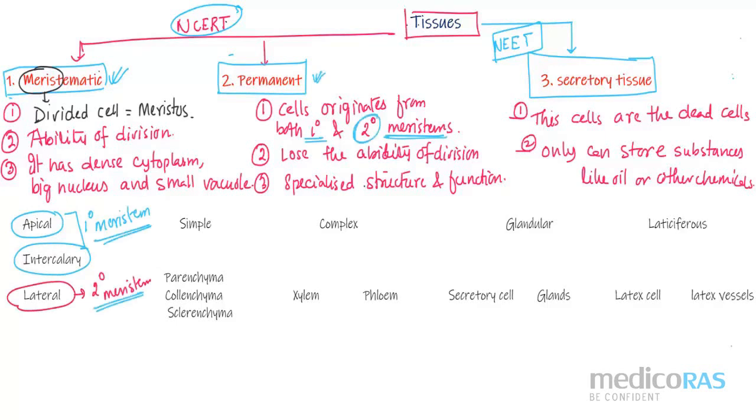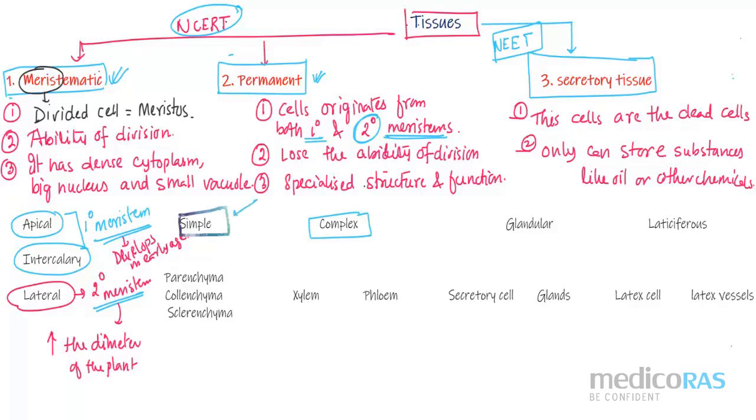Now, primary meristem develops in the early age of the plant, whereas secondary meristem is responsible for increasing the diameter of the plant. Under permanent tissue, we have two different types of tissue. One is simple tissue and the other is complex tissue. Under simple tissue, we have parenchyma, collenchyma and sclerenchyma. And if it is complex, then we have xylem and phloem.